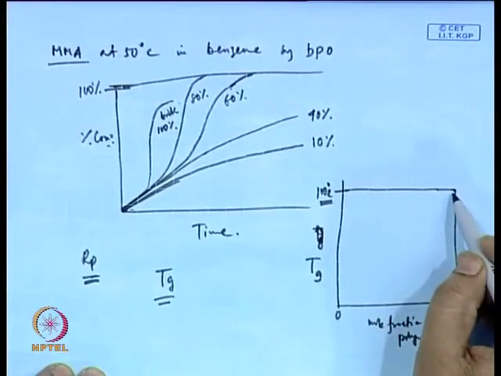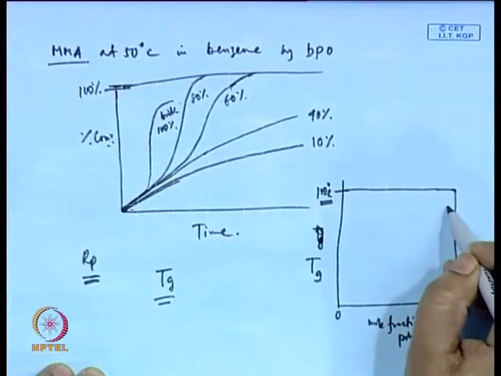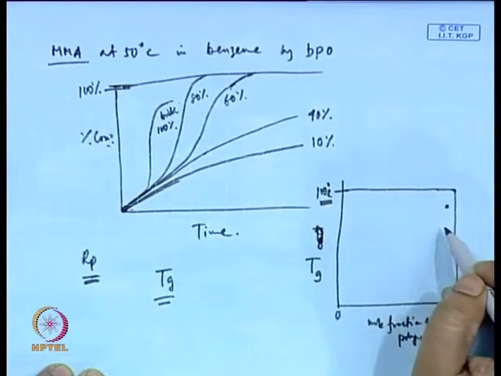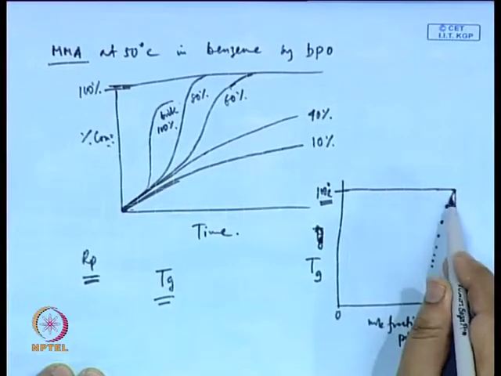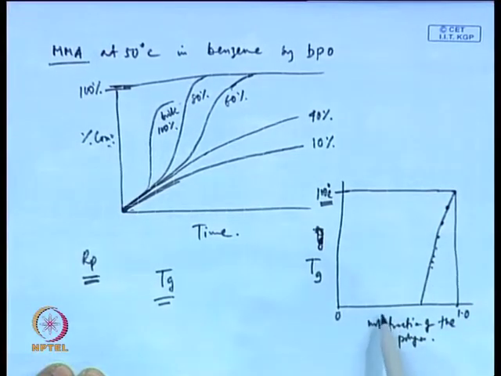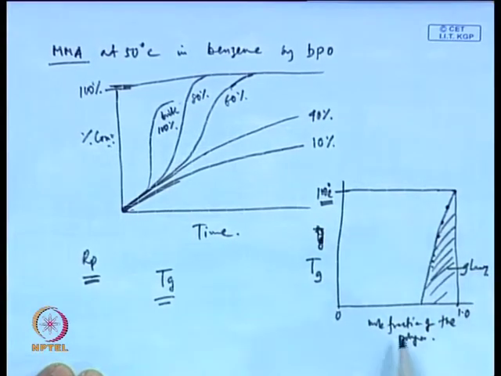Okay. If you have a little amount of monomer, then Tg will come down. Plasticization will happen. More monomer, more plasticization. So, if you draw Tg with mole fraction, you are going to get a curve like this. So, this is your glassy part. So, you have to carry out the reaction at a temperature above the glass transition temperature.